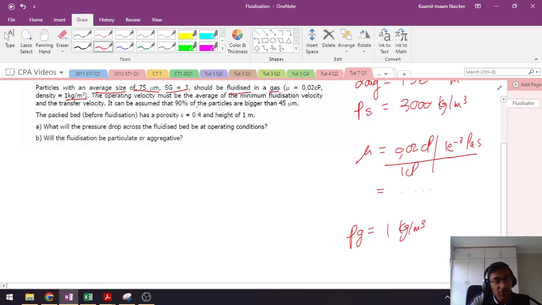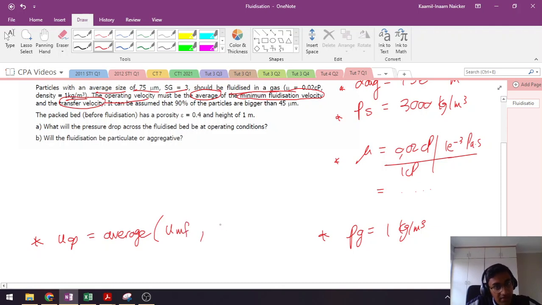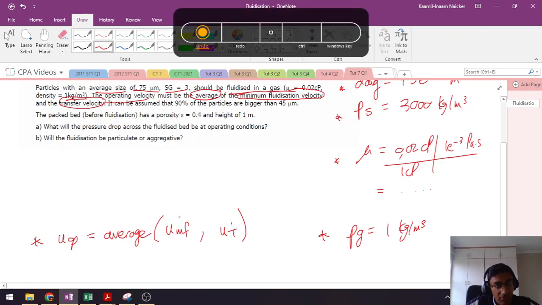The operating velocity must be the average. Let me just put these here so I remember them. They say the operating velocity should be the average of the minimum fluidization velocity and the transfer velocity. So if you had to write that as an Excel function, you'd say UOP, operating velocity, is equal to the average of the UMF and the UT: transfer velocity, minimum fluidization velocity.